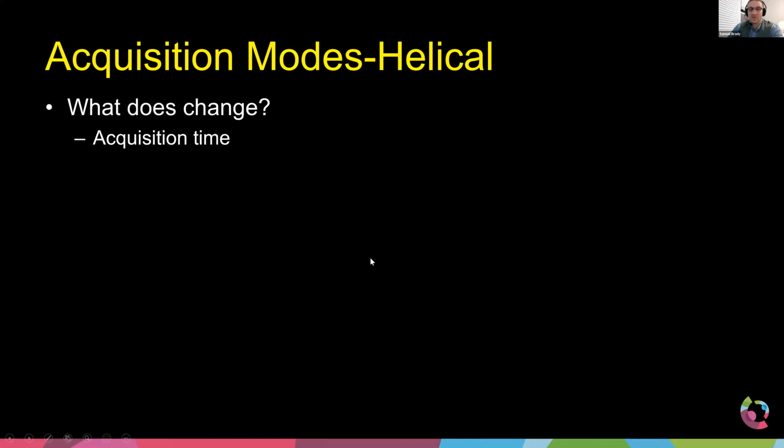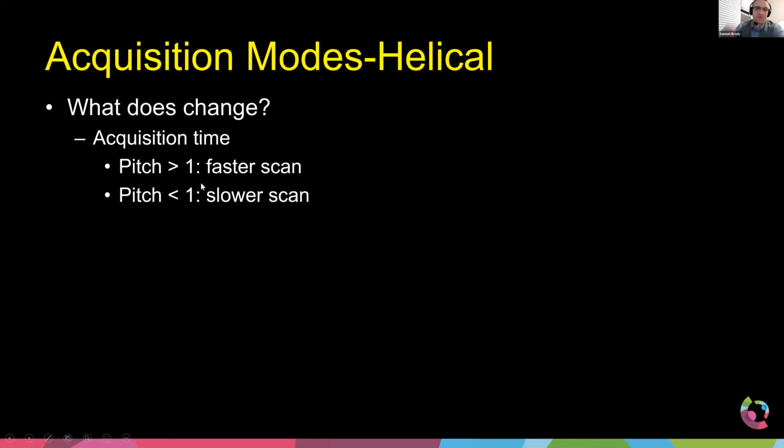What does change when we go from axial or volume mode to helical? Well, obviously, time. If you dial a pitch greater than 1, the scan will be done faster.